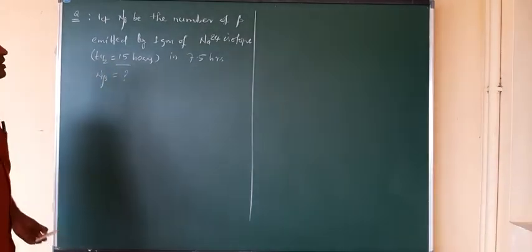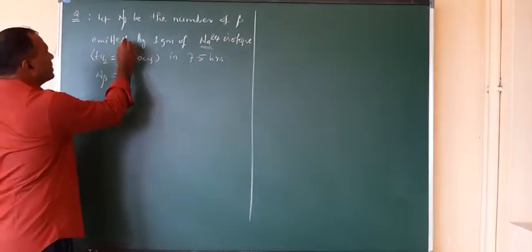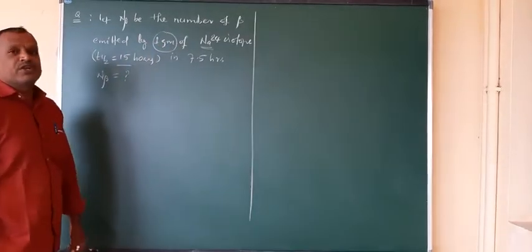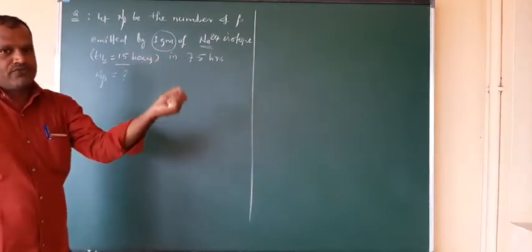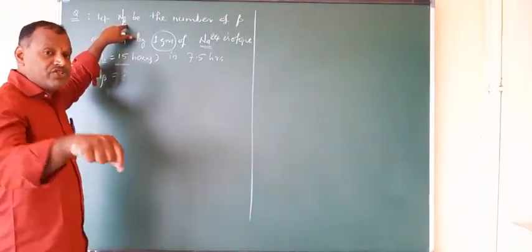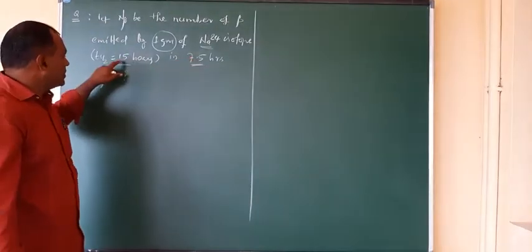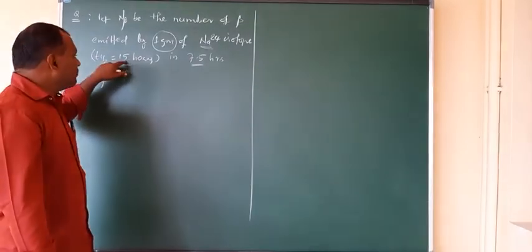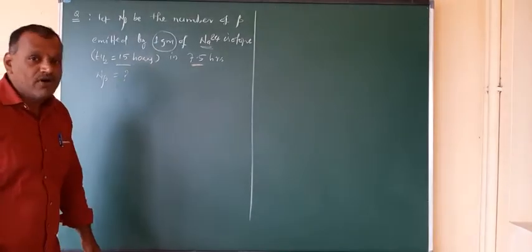Here the mass of this radioisotope is given as 1 gram, and in this, some amount of beta particles are emitted. N beta number of beta particles are emitted in how much time? In 7.5 hours. Compare 7.5 hours with the half-life of the sodium isotope. The half-life is 15 hours and the time is 7.5 hours. That means it is half of the half-life.